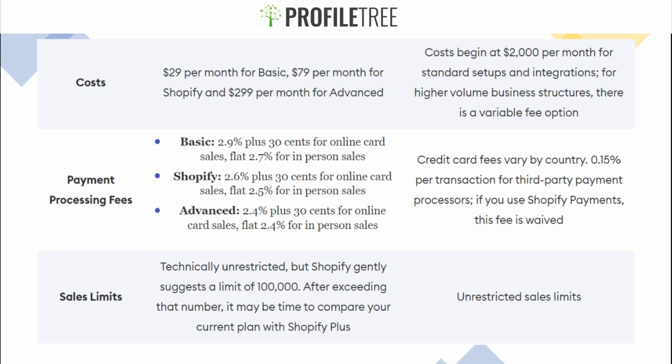Now, with the sales limits, with Shopify it's technically unrestricted, but Shopify gently suggests a limit of 100,000. After exceeding that number, it may be time to compare your current plan with Shopify Plus. Of course, as I said, it's suggested that you would go for Shopify if you're a smaller or a medium business. You wouldn't really consider going above if you do 100,000 in sales in a month. Now, of course, with Shopify Plus, there are unrestricted sales limits. So you don't have that restriction. You don't need to worry about Shopify penalizing you for it.